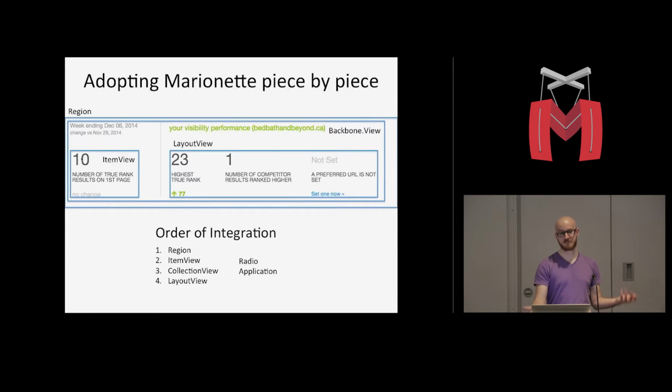So basically, if you're not familiar with the Marionette pieces, the region encapsulates everything. A layout view allows you to encapsulate a whole bunch of item views. And you can even throw a regular Backbone view into the mix, and that'll interact just fine. That's part of the core interaction of Backbone and Marionette. Marionette is built directly on top of Backbone, and they integrate just fine.